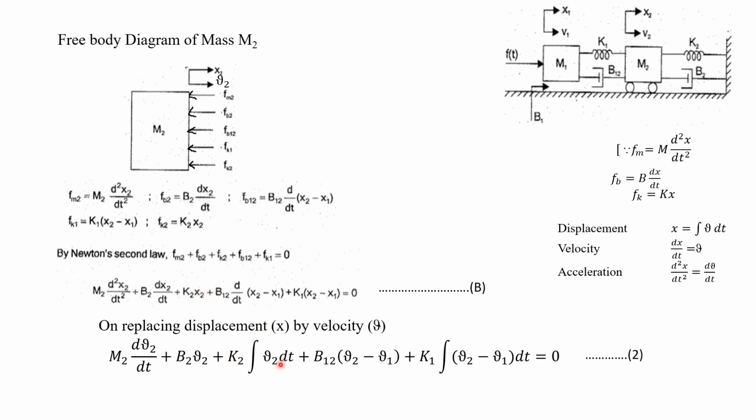K2 into, how will you write x2? Integral v2 dt. Okay, then B12 into d by dt of x2 minus x1, so this can be written as dx2 by dt minus dx1 by dt. What is dx2 by dt? v2. What is dx1 by dt? v1. So that is v2 minus v1. Here we are having the bracket, so here also you have to put the bracket. That's important. Next one is plus K1 into x, written in terms of velocity as integration: integral of x2 minus x1, which can be written as v2 minus v1, into dt. Okay, that is equal to 0. So this is the second equation, which is obtained for the mass M2.